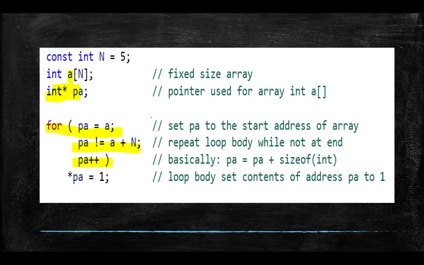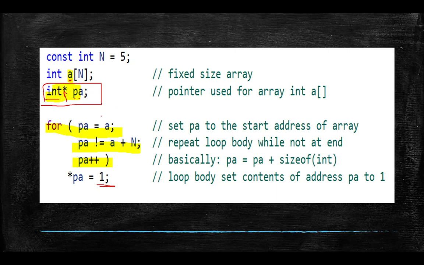Here's my for loop, and here's what I'm going to do. I have my array, A, and I'm going to fill it with the number 1. And I'm going to do it the hard way with pointers. A is already a pointer, but I'm going to create another pointer, call it PA, for pointer to A. How do I know it's a pointer? I put a star there. What does it point to? It points to an integer.